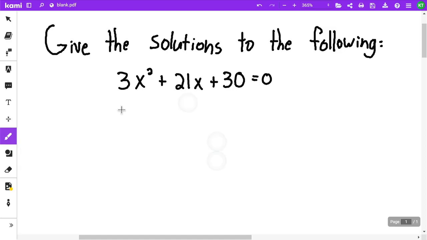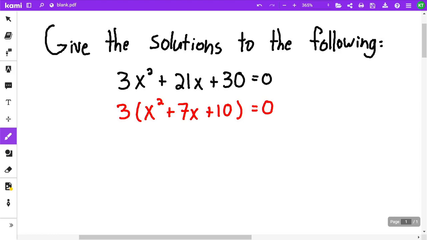So if I factor out a 3 in the beginning, I'm left with x squared because 3x squared divided by 3 is equal to x squared. Next, I have 21x, and 21x divided by 3 will leave me with 7x. And then after that, 30 divided by 3 would give us 10. So plus 10, and that's going to be equal to 0.